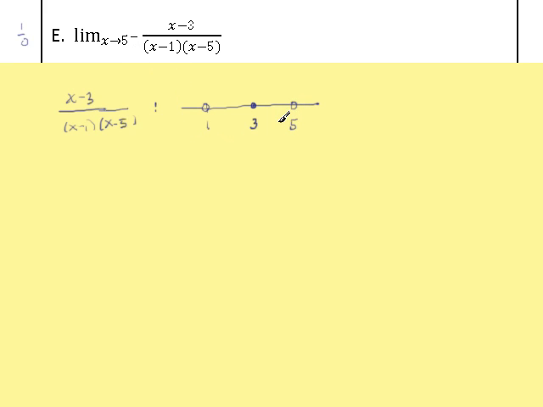Now we're approaching 5 from the left, so that's from numbers less than 5, here to the left. We really just want to see on this interval, is this expression positive or negative? Let's substitute in a value like 4. Here we have 4 minus 3, which is positive, 4 minus 1 is positive, and 4 minus 5 is negative. So one negative, which means that on this interval our expression is negative. We already said this is a 1 over 0 limit, so it goes to either infinity or minus infinity. Since it's negative here, this limit is equal to negative infinity.